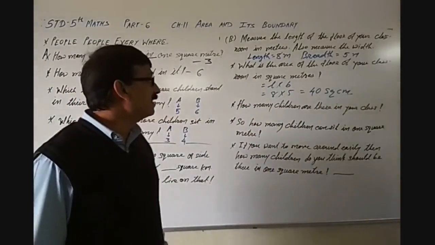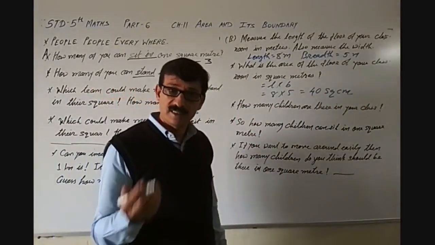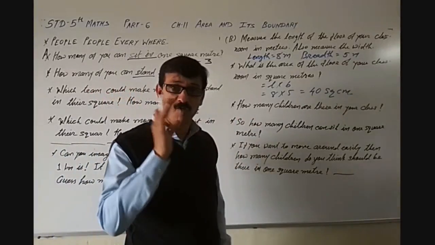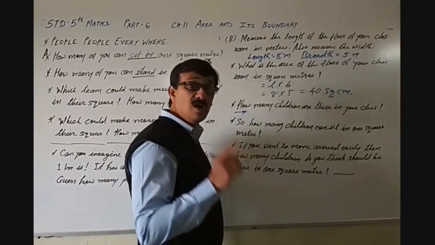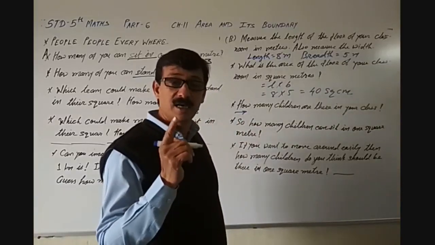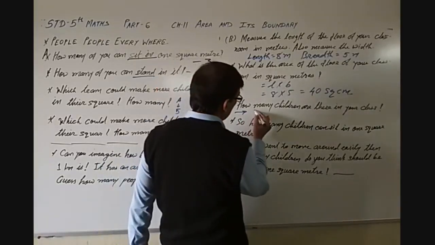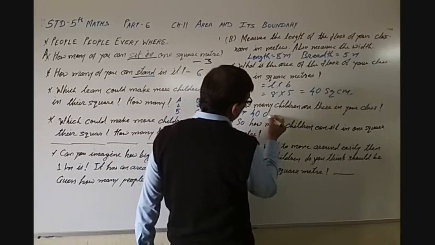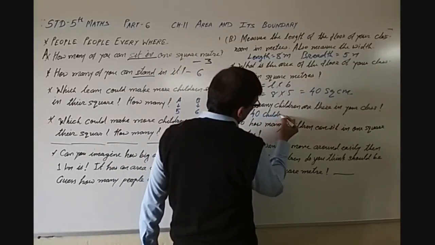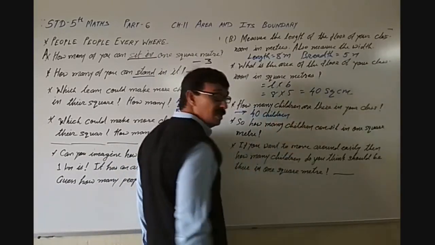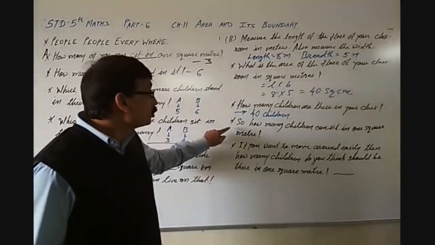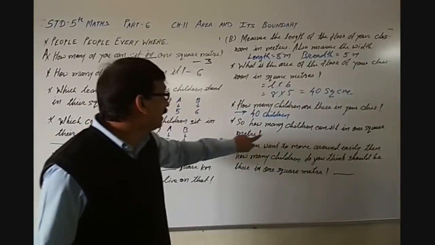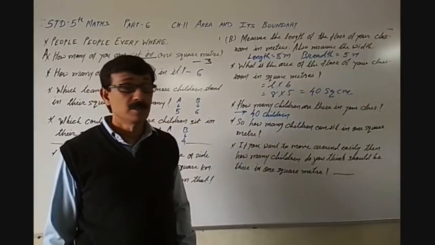How many children are there in your class? Suppose 40 children are there, then you should answer, there are 40 children in my class. So 40. How many? 40 children are there in my class. Then, how many children can sit in 1 square meter?